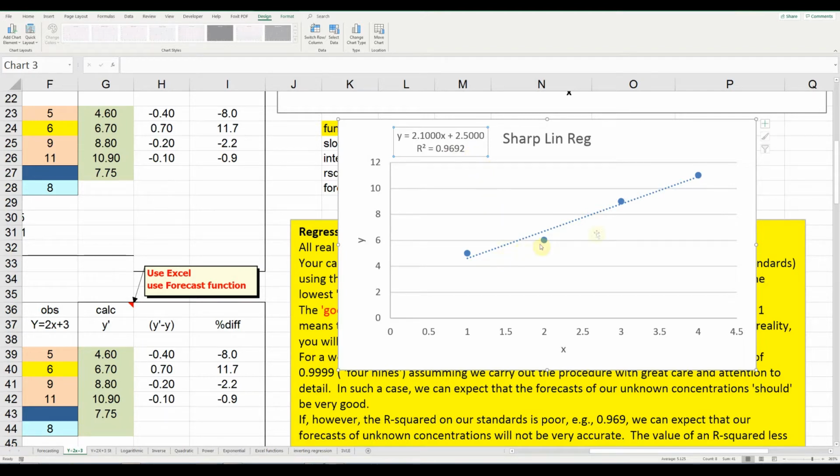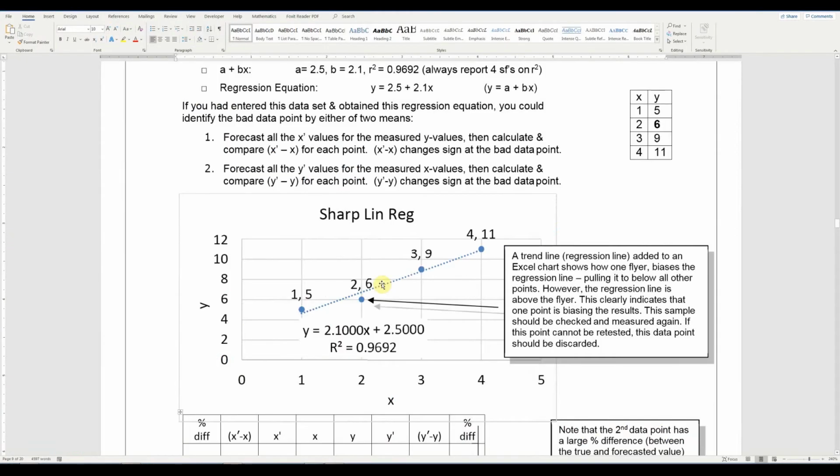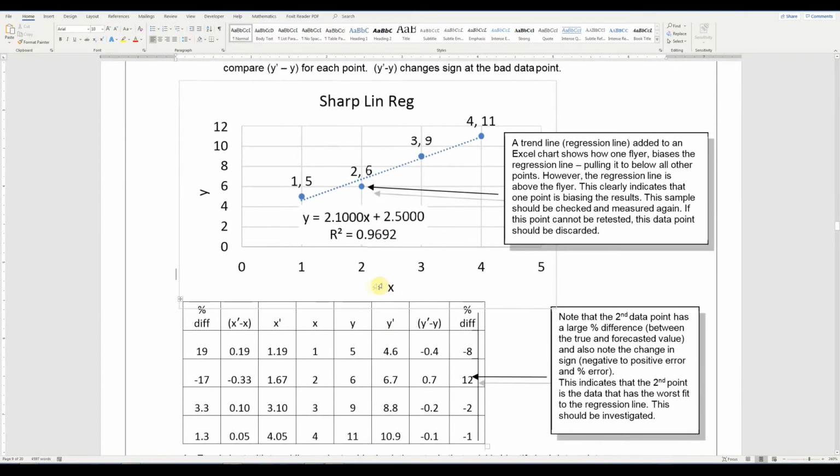So what's this chart telling us? Well, certainly it easily identifies one point as being a flyer or outlier, but we don't have this visual on the calculator. Let's go back to our data and understand this. Let's go back to your notes. This is on page 238. Here's our plot.